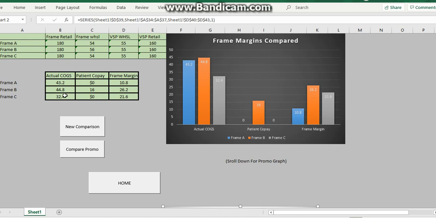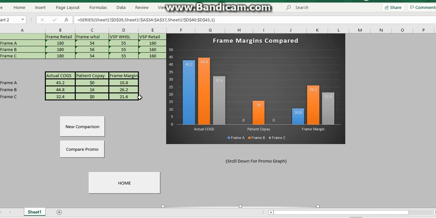Also, we've got a lot less capital tied up in this frame. This frame is only $32 in actual cost of goods. The other benefit of this frame is zero patient copay. Patients don't like copays. So while we had a good margin here, it came on the back of the patient. That 16 bucks came straight from the patient. They may or may not be happy about that. So in this scenario, we earned almost as much, but we did it through lowering our cost of goods.